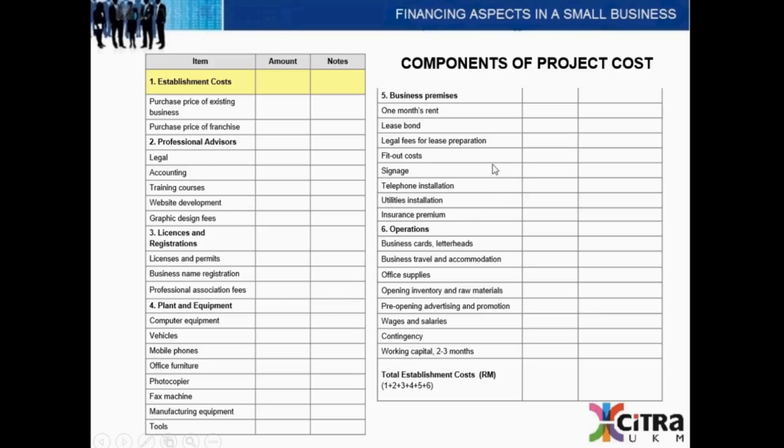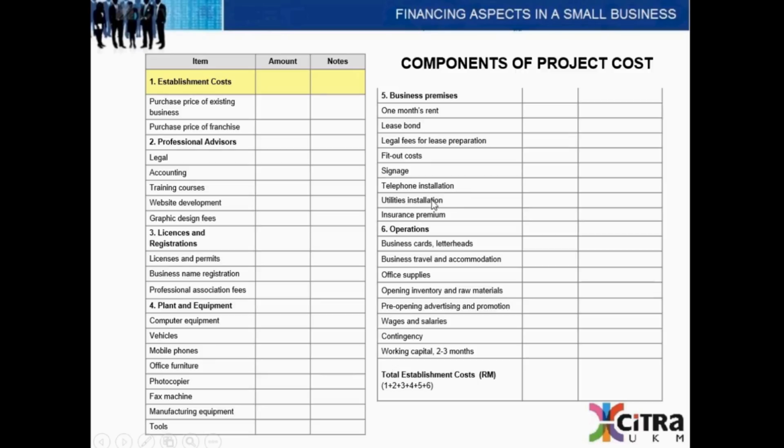Number five is the business premises. This is the entities that you use to operate your business in, and it can be in the line of what are the monthly rents of your business premises, the lease bond that you need to spend to start renting the businesses, the legal fees involved in making the lease ready, insurance.